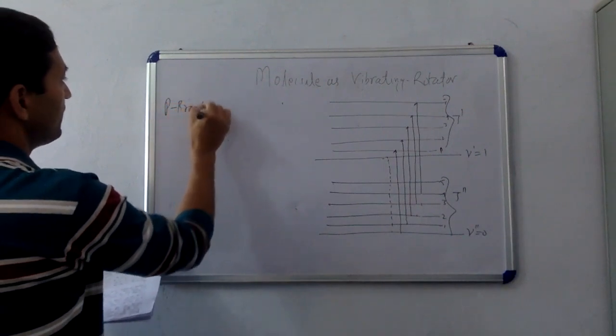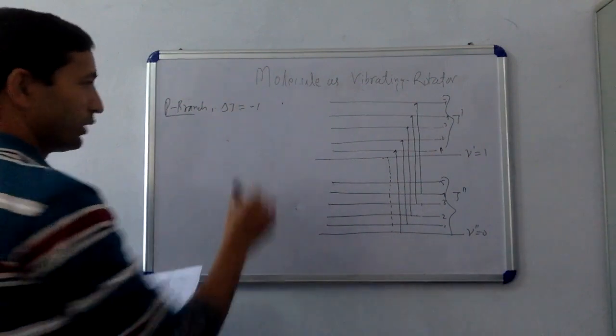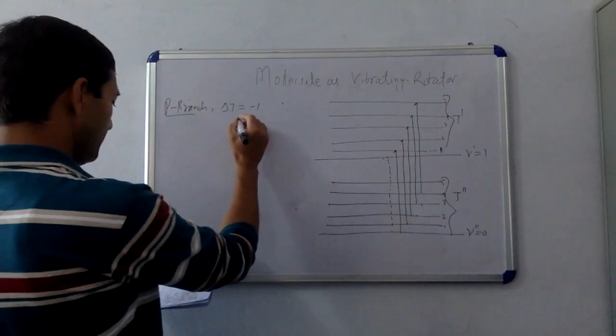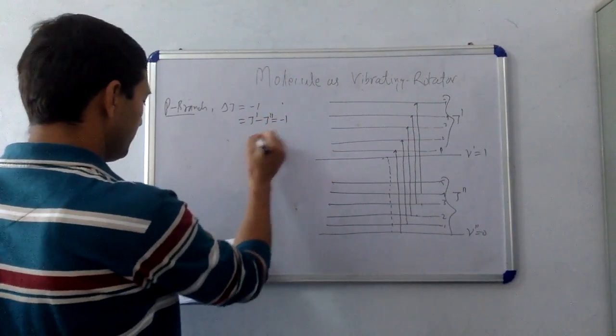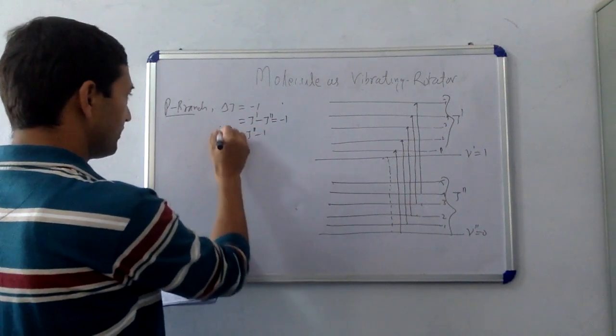Now let me discuss first this P branch. In this case ΔJ is equal to -1. It means that J prime minus J double prime is equal to -1, so that J prime is equal to J double prime minus 1.